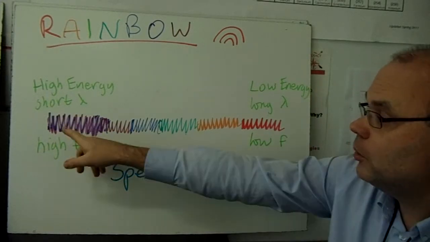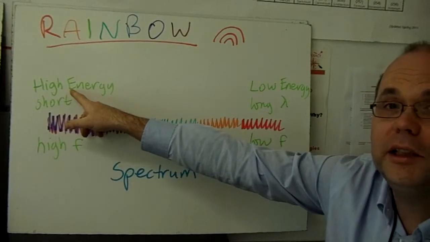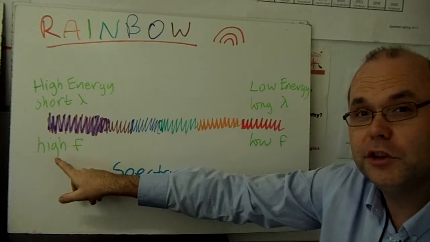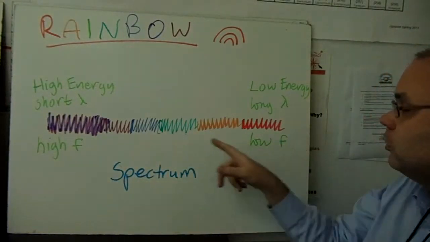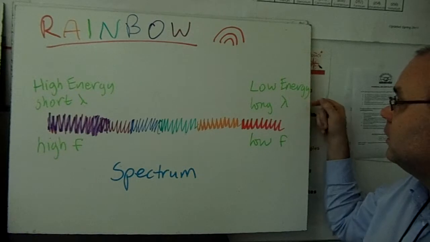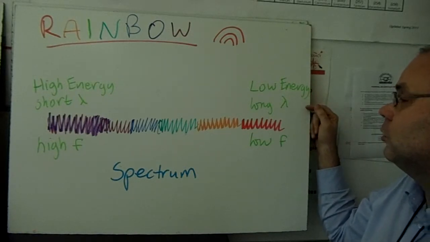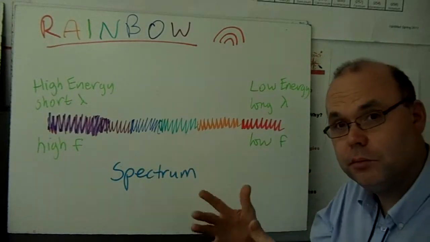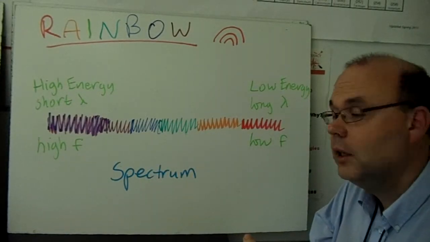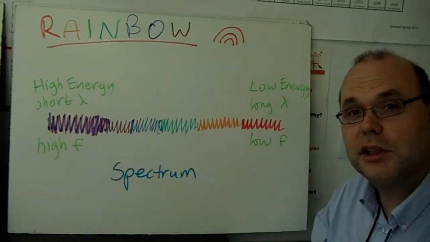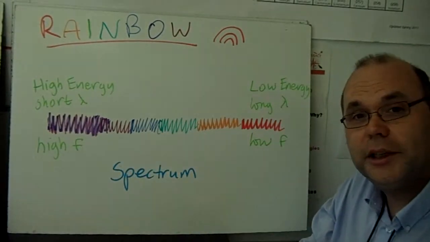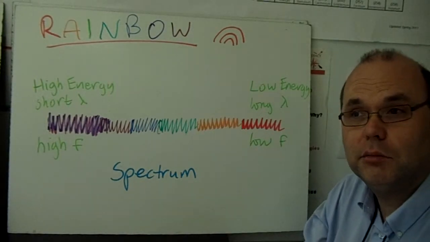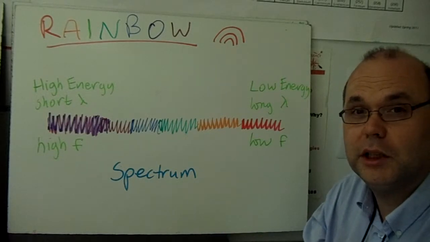Different energies. The purple light is very high energy. It's got a short wavelength, therefore it's got a high frequency. If we go to the other end, the red light has low energy, it's got a long wavelength and a low frequency. And in the middle, it's in between. Now when you mix up all of these colors together and pile them on top of each other, you end up with white light, which is what we call the light that comes from the sun, because it's bright and it's white.